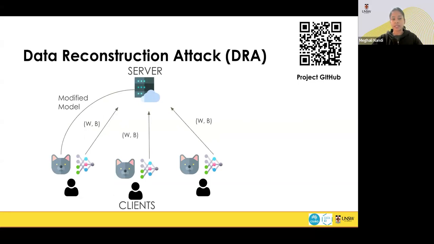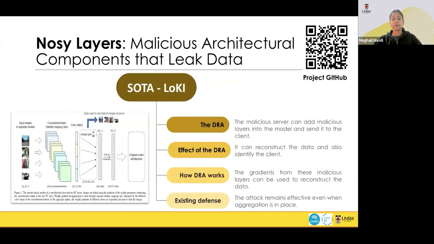One of the server-side attacks is the data reconstruction attack, where the server is the malicious entity. When the server is sending the model to the clients, it makes some modifications on the model, which can be used to give out the weights from the clients, and those weights can be used by the server to reconstruct the data. That is the data reconstruction attack. Why we have these nosy layers is influenced by one of the recent attacks, the LOKI attack, where malicious architectural components are added to the layers of the models and sent to the clients. The effect of the DRA is that it can reconstruct the data and also identify the client from which the data has been coming in.